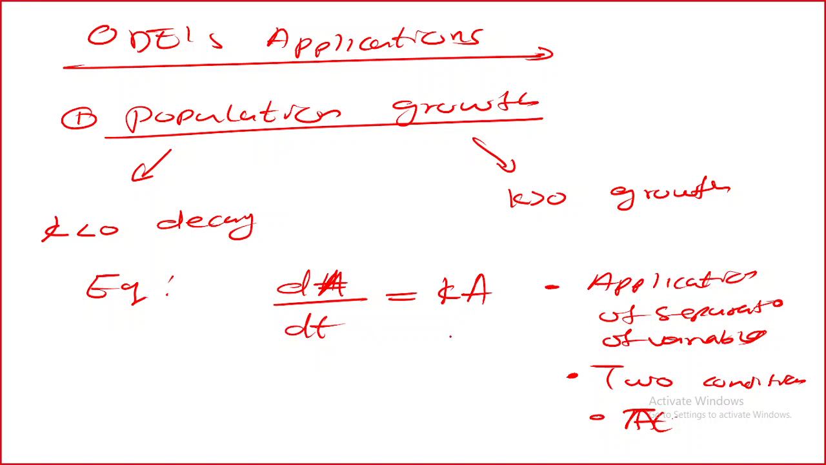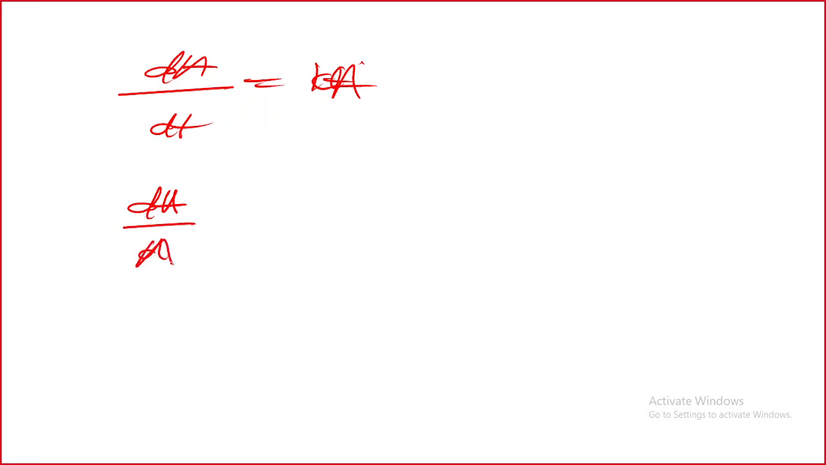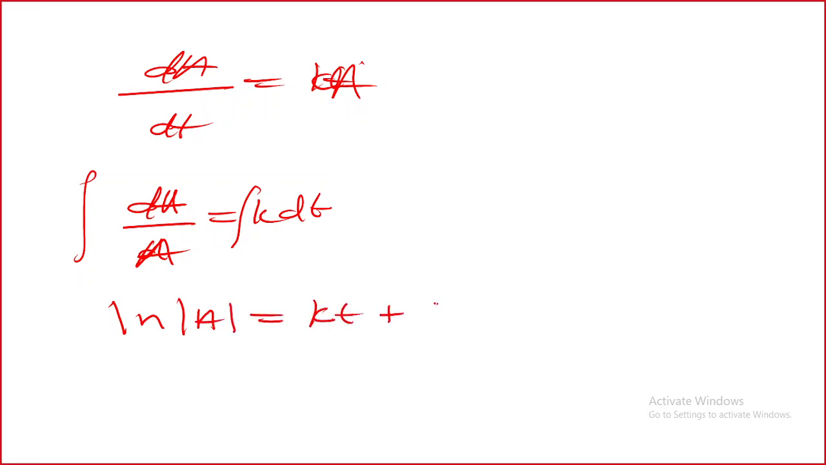Since this is an application of separation of variables, to solve it you're going to have your A's on one side and your k on the other. dA over dt equals kA. If you separate this, you end up with dA over A equals k dt, and then you integrate both sides and you end up with ln A equals kt plus c.